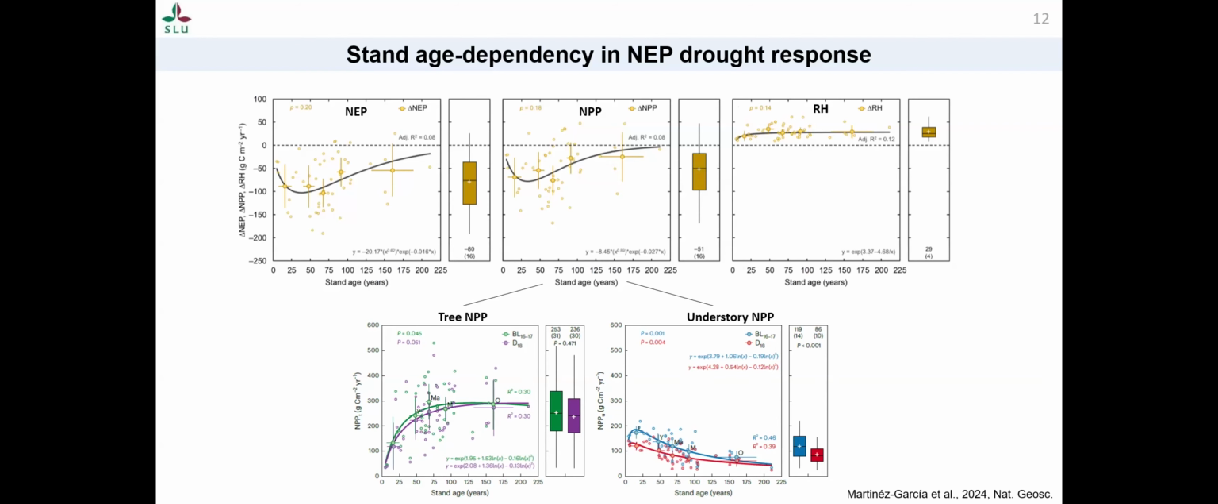And then the other important observation is that in these young forests, the understory NPP actually contributes 50 or even more percent to the total NPP, whereas the tree NPP is less important. So that's why this ecosystem response in NEP that we see in the top left panel was primarily driven by the dominance of the forest floor vegetation productivity at the stand age and their increased sensitivity to drought.